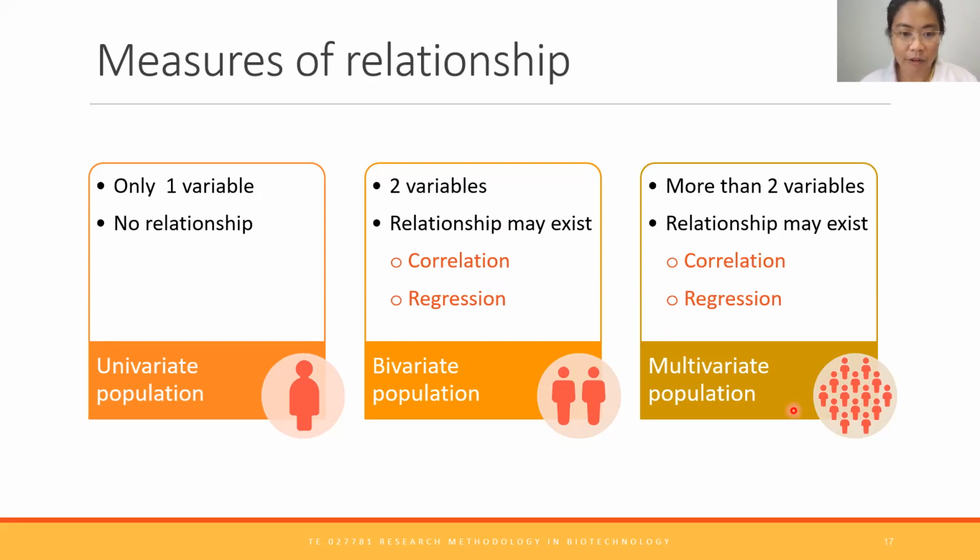So for a bivariate population, it is probably something that you see most. It's when you are plotting a graph between X and Y, so it's two variables, right? That means that you have a graph, the Y and the X, and you plot and see if there's any relationship happening, okay?